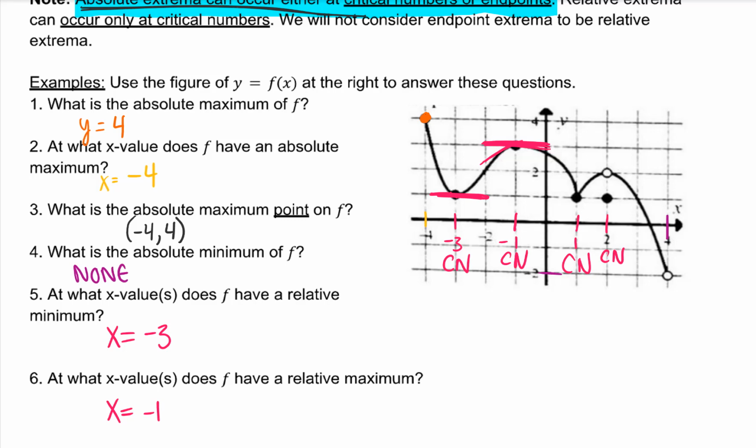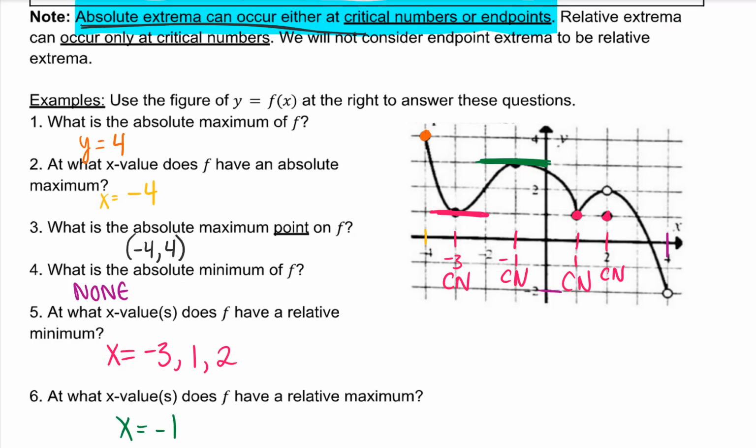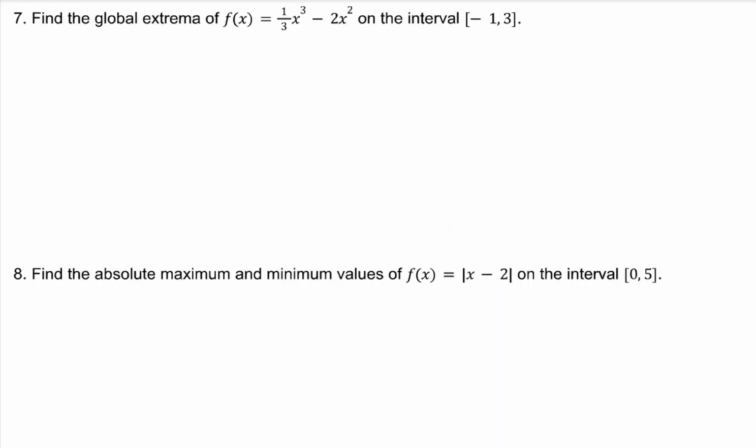X equals 1 gives us y equals 1, which is less than or equal to the y values around it. And x equals 2 is 1, which is technically less than the y values surrounding it. So we have a relative minimum at x equals -3, 1, and 2, and at x equals -1, we have a relative maximum.